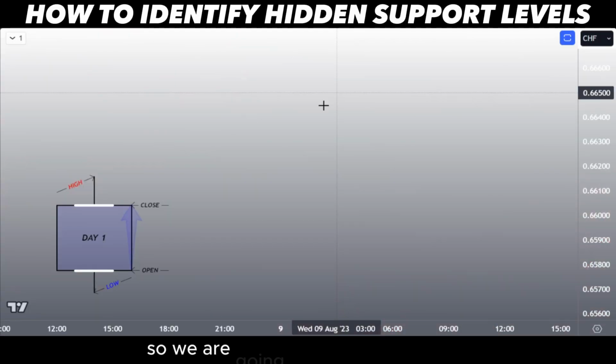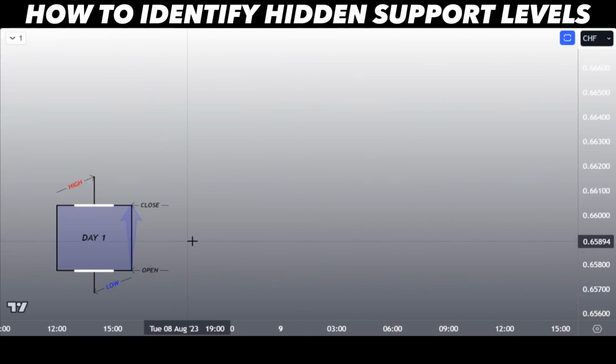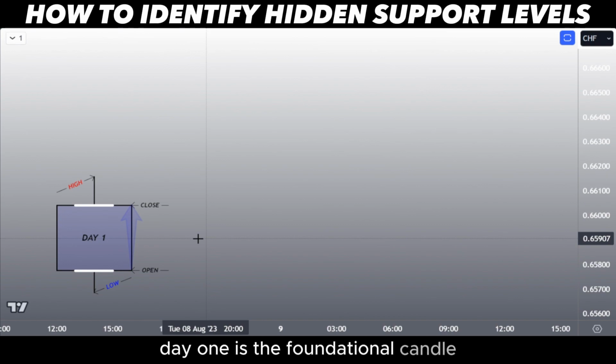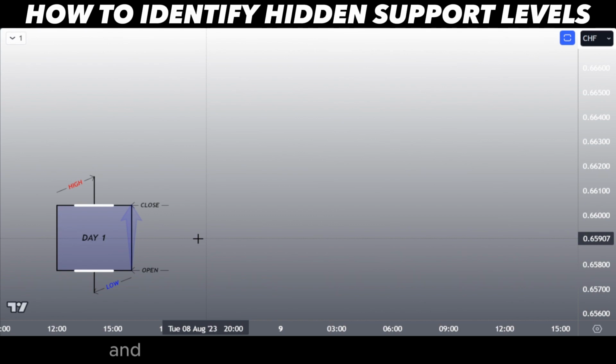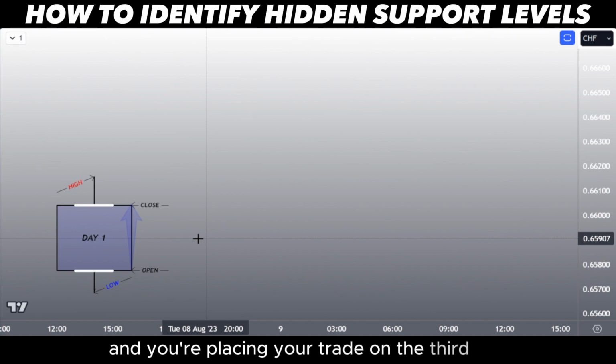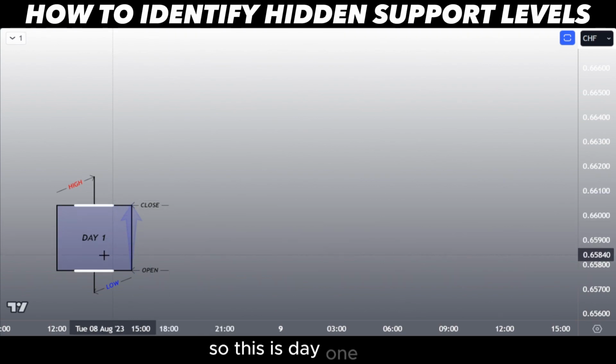So we are going to start with day one. Day one is the foundational candle. This is the 3-day pattern. You're not waiting for 3 days, but you are analyzing the movements of the past 2 days and you're placing your trade on the 3rd day. So this is day one.